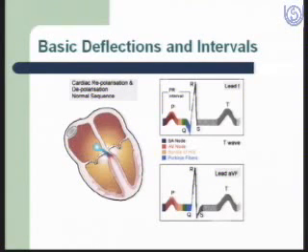Then the impulse reaches the AV node and then goes to the His bundle, which divides the current into the left bundle and the right bundle. The left bundle again divides into the left anterior fascicle and the left posterior fascicle, and this way the current reaches the Purkinje fibers in both the ventricles and depolarizes the ventricle.